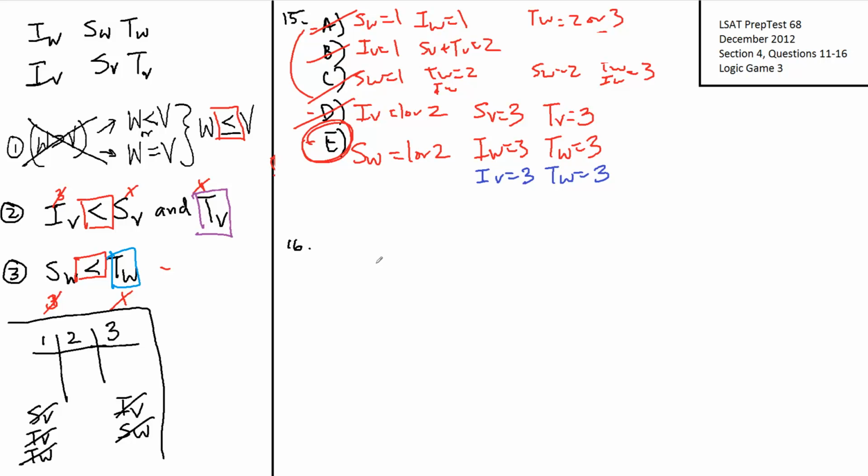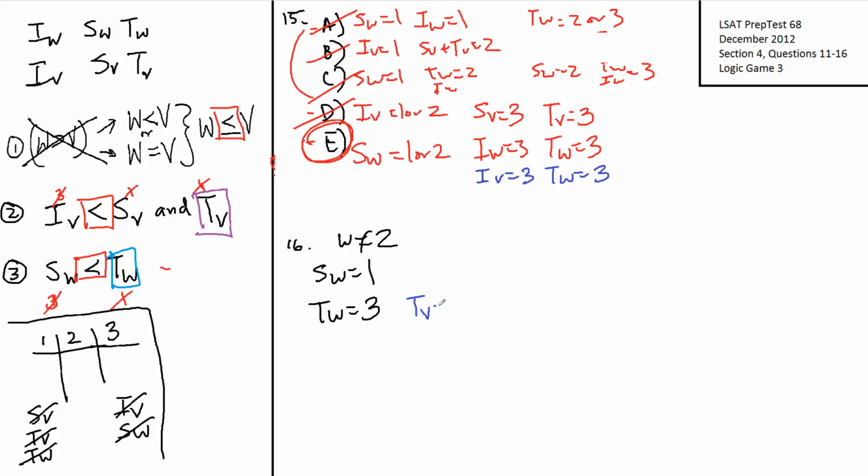Question 16 asks us, if none of the clients has a website target of 2 days, then which of the following could be true? So website is not equal to 2, which means it's either 1 or 3, right? Looking at the website target, this is immediately what I see. SW is less than TW. There's no 2, which means that SW has to be 1 and TW has to be 3, right? Because otherwise, if TW isn't 3, it has to be 1, and that breaks our rule. If SW is not 1, it has to be 3, which again breaks our rule, right?